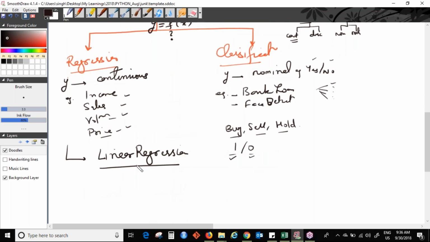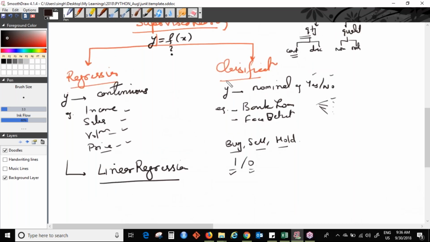Now what is the speciality of linear regression? In both regression and classification, we are trying to find this function f. In linear regression, the speciality is that we assume that this function f is linear in nature. We take a very simple assumption that this function f, which gives a relationship between the two, is linear. That is the assumption, and hence it is called linear regression.